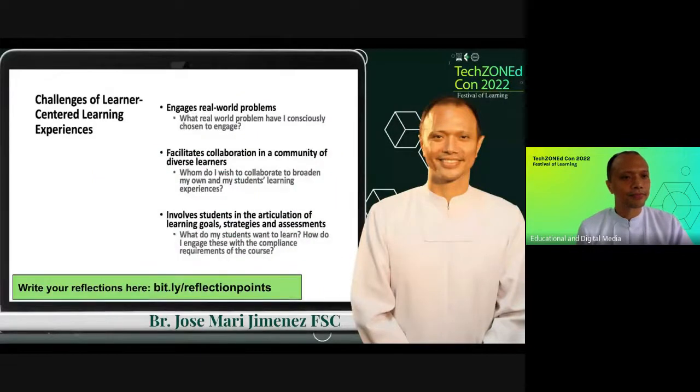Okay. All right. There are 3 challenges that I outlined, and this is the one reflection I'd like all of us to undertake. There are 3 challenges: engaging real-world problems, collaborating, and involving students in the articulation of goals, strategies, and assessments. Those are the 3 challenges of building a learner-centered environment. And we'd like to get your thoughts on this. We'd like to hear you share your thoughts on these 3 challenges.